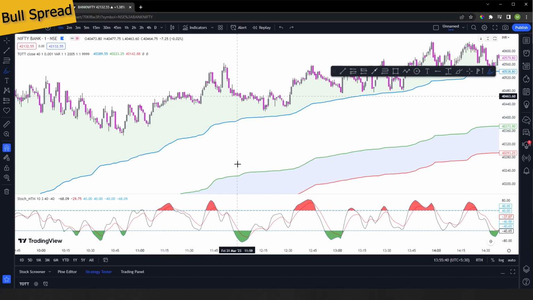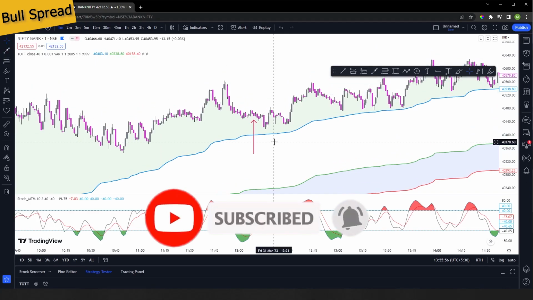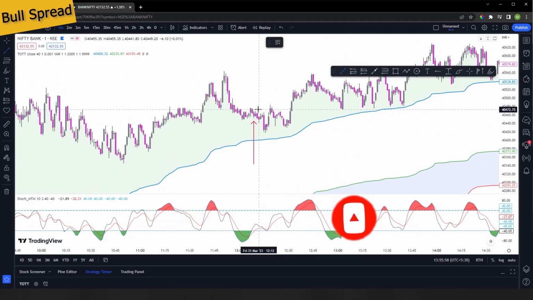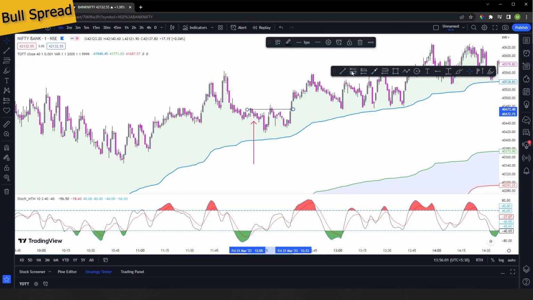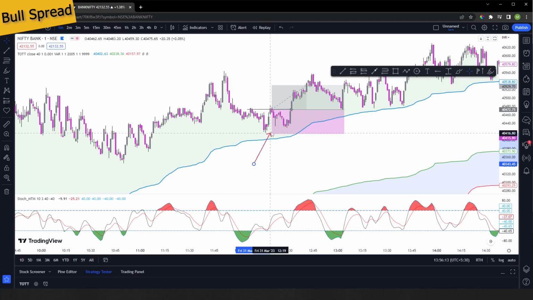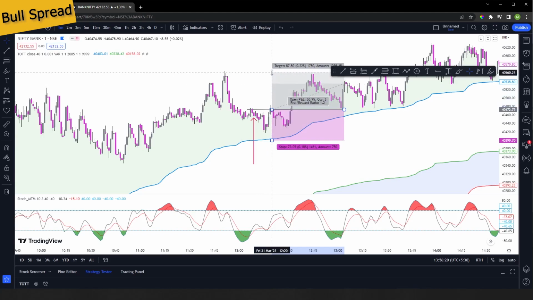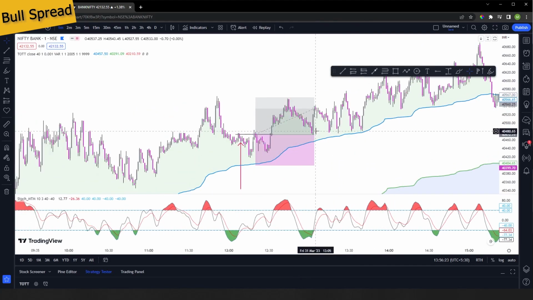So exactly at this particular point, we got an entry. The stochastic momentum gave you a bullish signal right here. I'll just mark this. Once you get that, you can enter around these levels, and keep your stop loss below. So you can enter long here. Keep your stop loss at the swing of this one or the blue line, and then your profit is going to be the next swing. You can see clearly we got a winning trade right here.